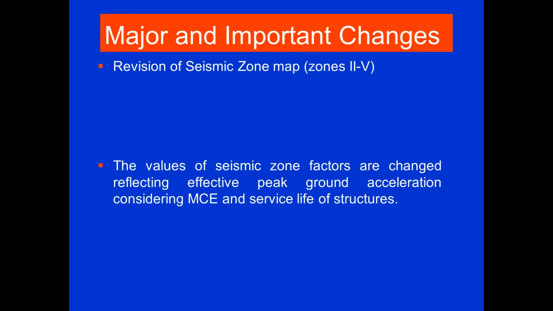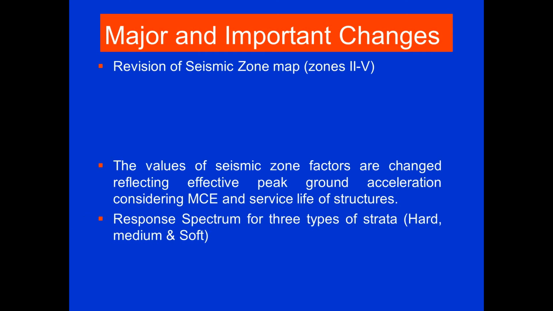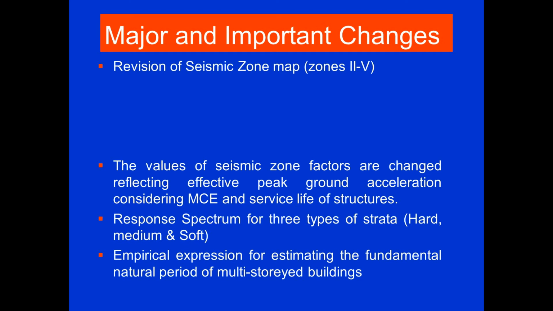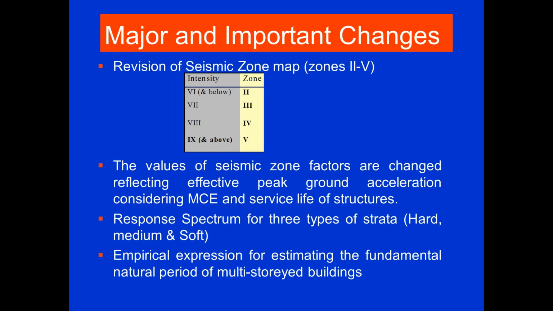Next, the values of the seismic zone factor are changed, reflecting the effective peak ground acceleration for MCE, that is maximum considered earthquake, and the service life of the structure. Then response spectra for 3 types of strata are considered, that is hard soil, medium soil and soft soil. Then an empirical expression for estimating the fundamental natural time period of multi-story buildings is considered. So the intensity zone is bifurcated as shown on the screen.